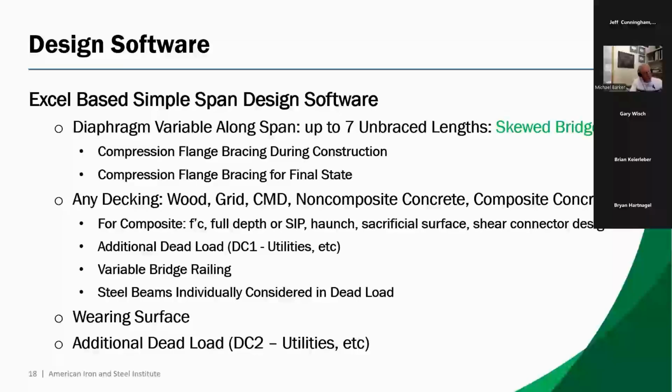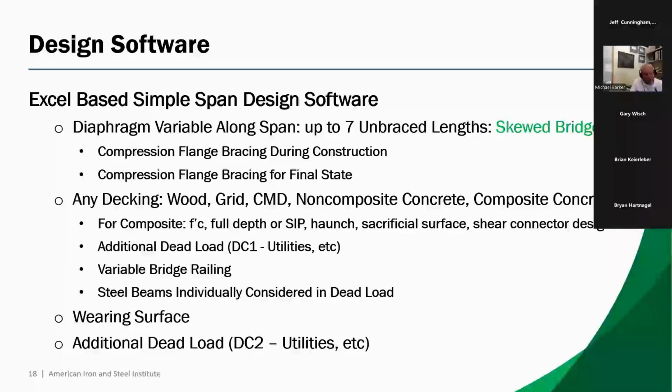So just some of the power of this thing, the diaphragm is variable along the span. And you can have up to 7 unbraced lengths. And this means we can do skewed bridges, that it's not necessarily symmetrical. That we could have odd unbraced lengths along that span for a skewed bridge. And in addition to that, we can decide whether we use a wood deck or a corrugated metal deck or a non-composite concrete or a composite concrete, whether that compression flange is braced during construction and whether it's braced in the final state, which of course considers lateral torsional buckling.